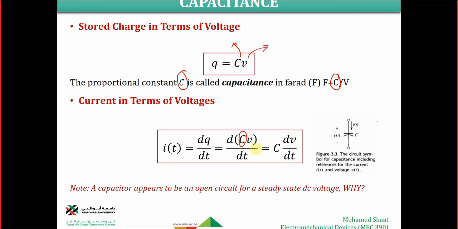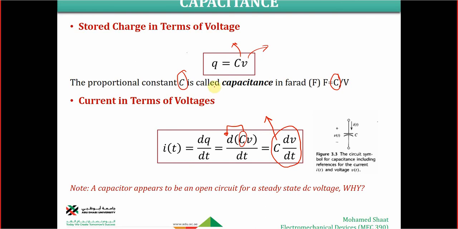In case that C is constant, we can move this C outside the derivative as we did here. So we're going to end up with C times the time derivative of V with respect to time, and this is what we're going to assume through this class. All the time we're going to consider that C, the capacitance of the capacitor, is constant. It does not depend on time.